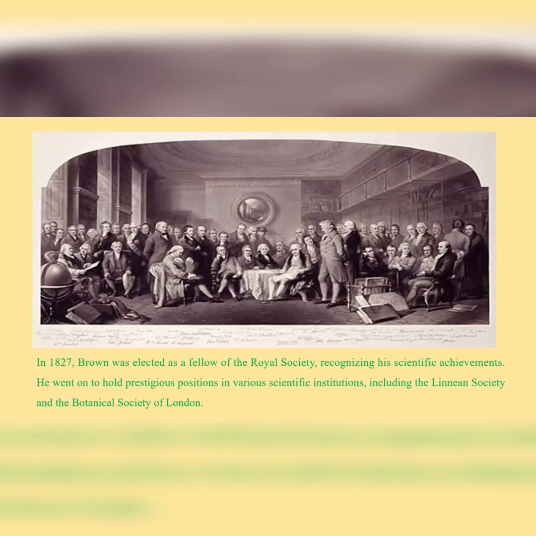In the year 1827, Robert Brown was elected as a Fellow of the Royal Society, recognizing his scientific achievement. He went on to hold prestigious positions in various scientific institutions, including the Linnean Society and the Botanical Society of London.